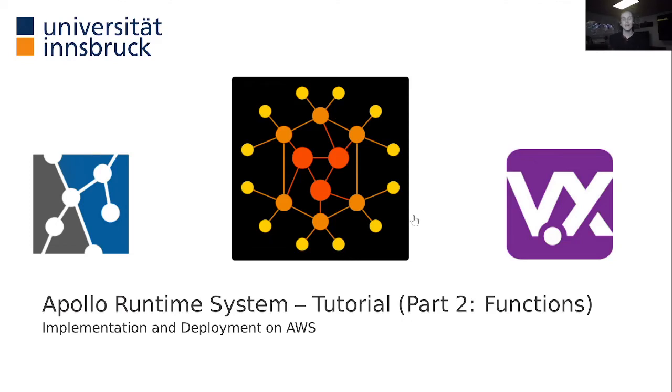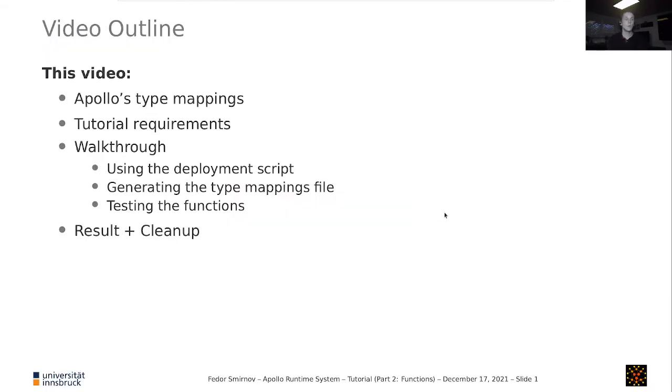Hi everyone, and welcome to the second part of the Apollo tutorial, in which we are going to have a look at how we create the resources that Apollo uses to execute function code. And in this video, it's going to be about the resources on AWS, or more generally, serverless functions on cloud providers. So this is what we're going to do in the video.